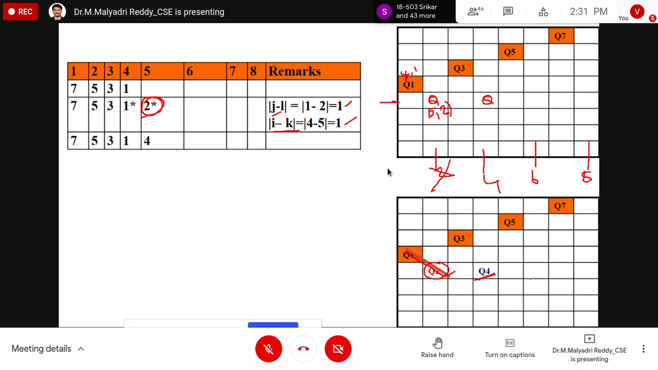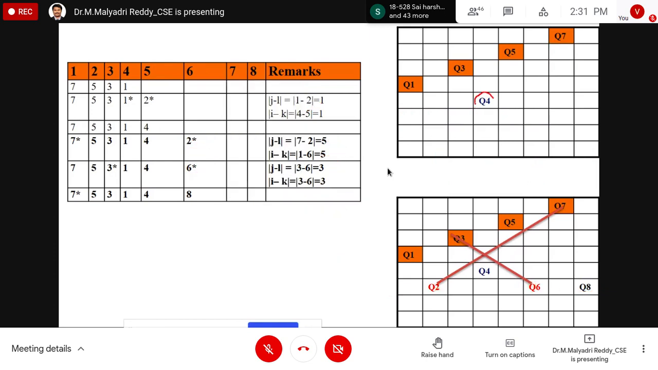Okay, sir. So it is a temporary solution only, Q4. That means the fifth tuple is placed with the fourth column element. So that is why the fifth tuple is filled with Q4, right? Yes, sir. Okay, next.